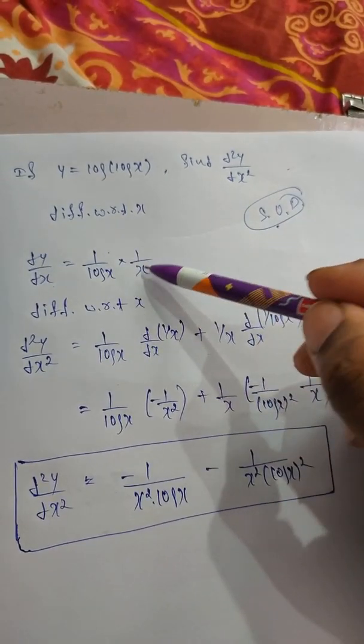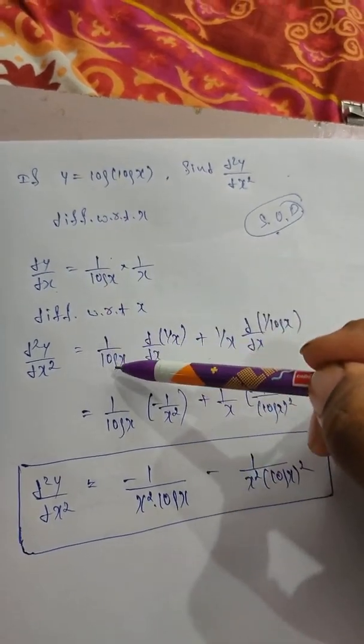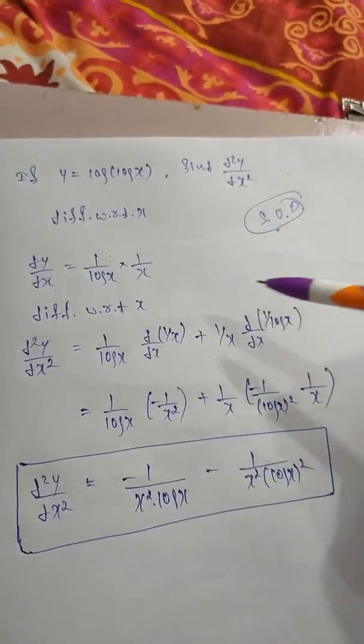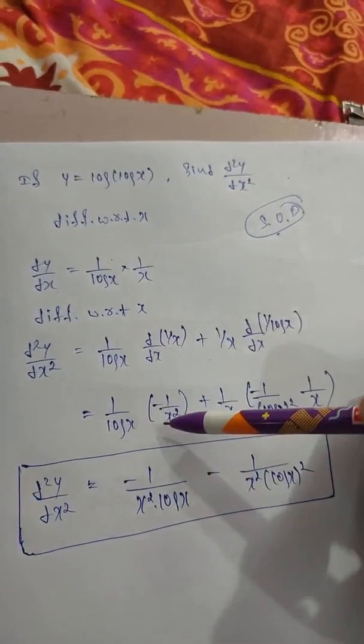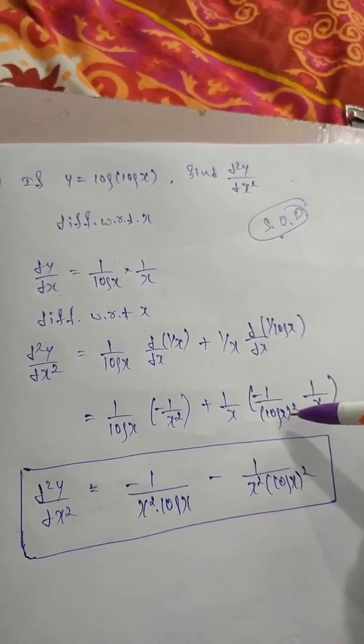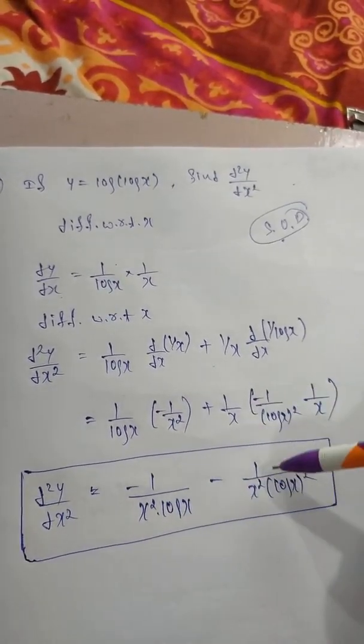Now differentiate with respect to x, you want to apply the product rule. Here keep 1 by log x as it is, the differentiation of 1 by x, plus 1 by x as it is, the differentiation of 1 by log x. The differentiation of 1 by x is minus 1 by x square. The differentiation of 1 by log x is minus 1 by log x whole square into 1 by x. Now minus 1 by x square into log x, minus 1 by x square into log x whole square.